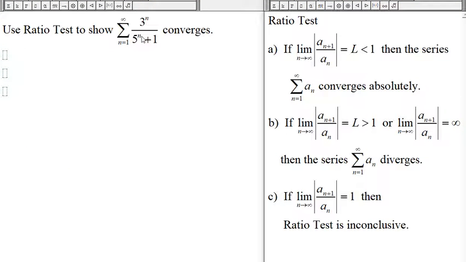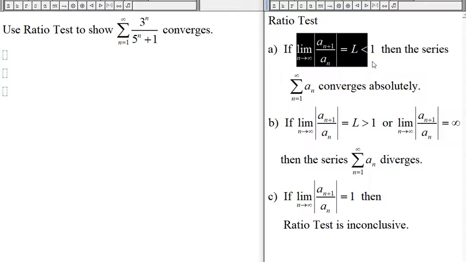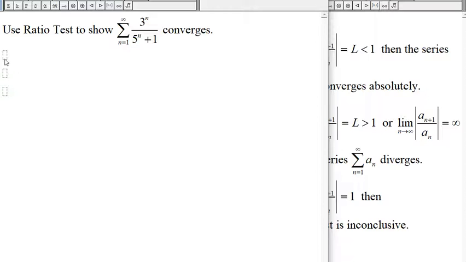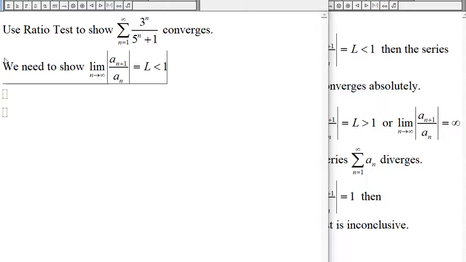Here we have the ratio of the infinite series, 3 to the n divided by 5 to the n plus 1, and we want to show that it converges using the ratio test. So if we want to use the ratio test to show that a series converges, then we have to show this. So we need to show that.